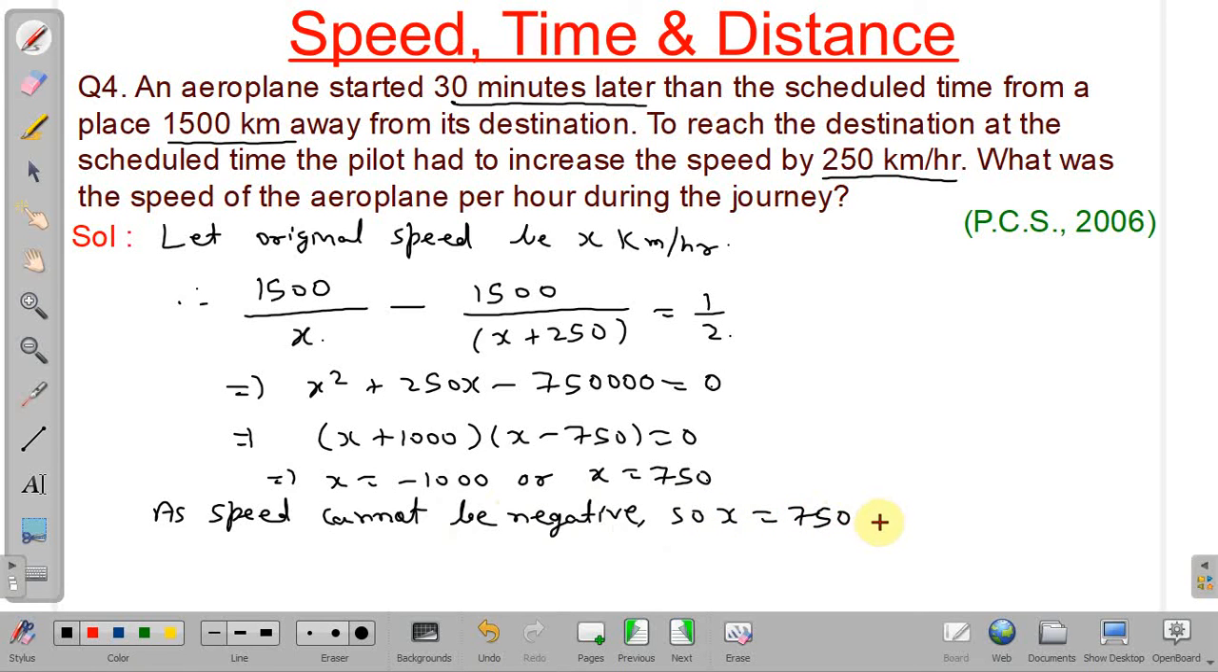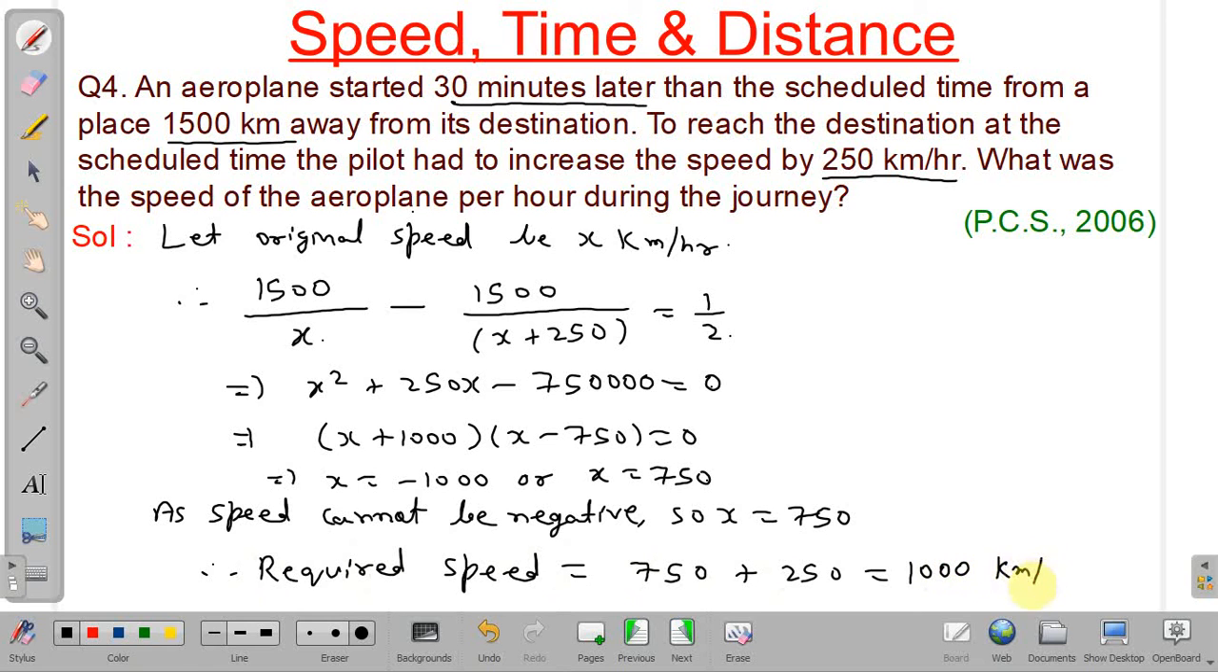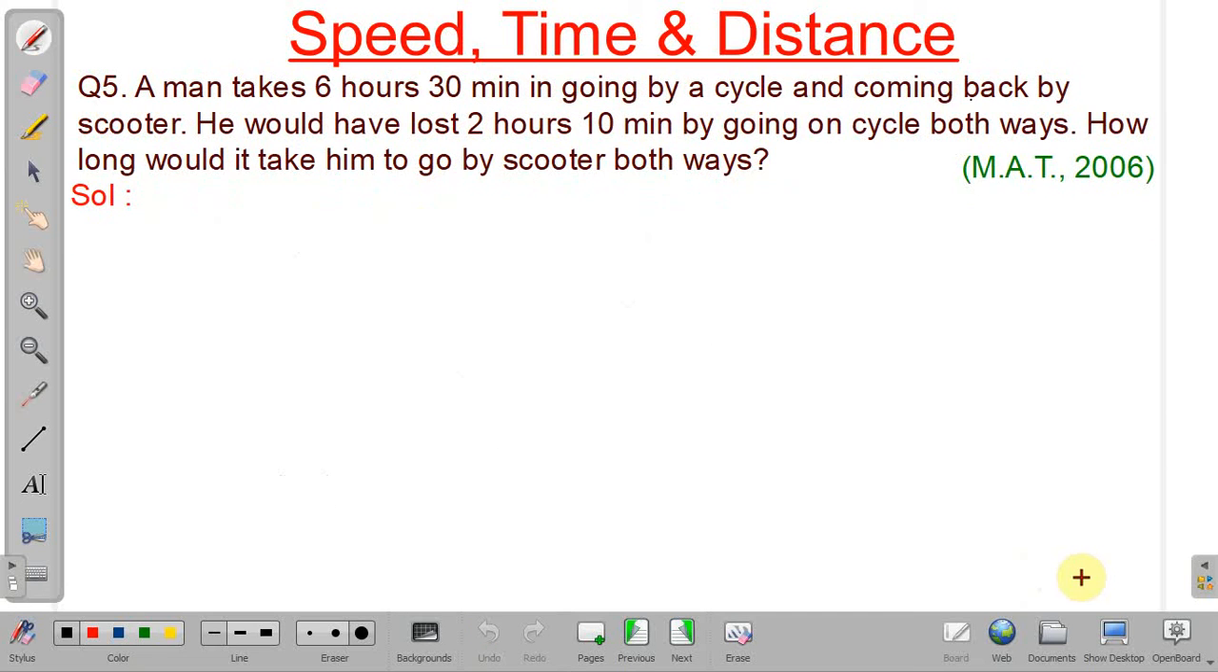Okay. Now we have to find the speed of the aeroplane during the journey. Means we have to find the actual speed. Therefore, the required speed, we have to find the increased speed. So it will be x, that is 750 plus 250, and it will be equal to 1000 kilometers per hour. Okay. We will discuss the next problem.